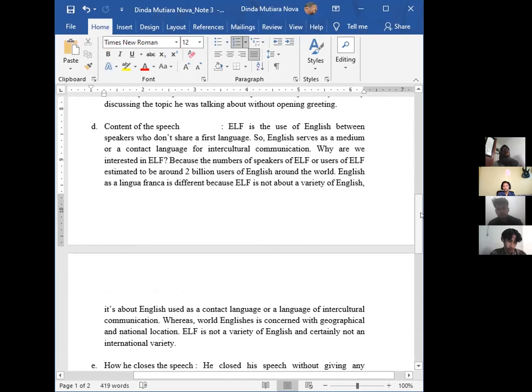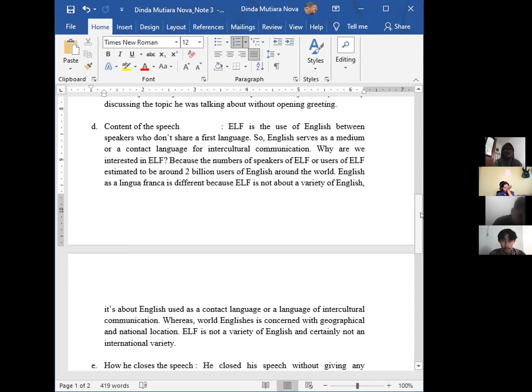He talked about how ELF is the use of English between speakers who don't share a first language. According to him, English serves as a medium or a contact language for intercultural communication. The reason we are interested in ELF is that the number of users of ELF is estimated to be around 2 billion users of English around the world. According to him, English as a lingua franca is different because ELF is not about a variety of English.